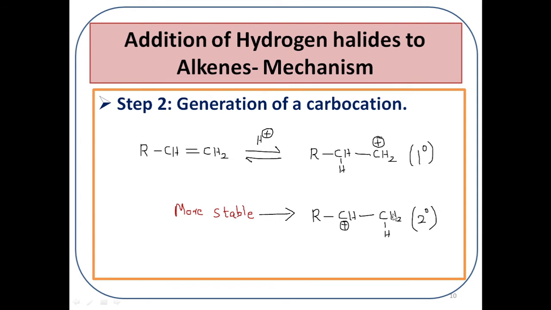to give a carbocation. But here, the question arises, to which carbon atom does the H plus add? It can add either to the terminal carbon atom or to the next carbon atom. So if H plus adds to the terminal carbon atom, then we will be getting a secondary carbocation. If the hydrogen atom is added to the second carbon atom from the terminal position, then we will be getting a primary carbocation. But it should be noted that the secondary carbocation is a more stable carbocation, and therefore we expect the reaction to proceed with this structure, that is with the secondary carbocation.